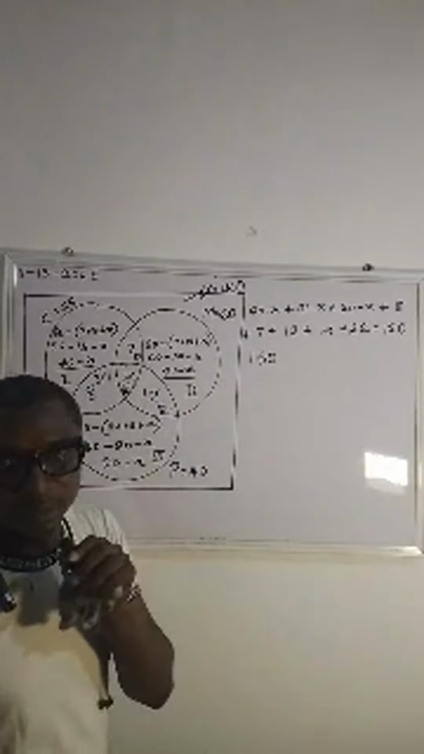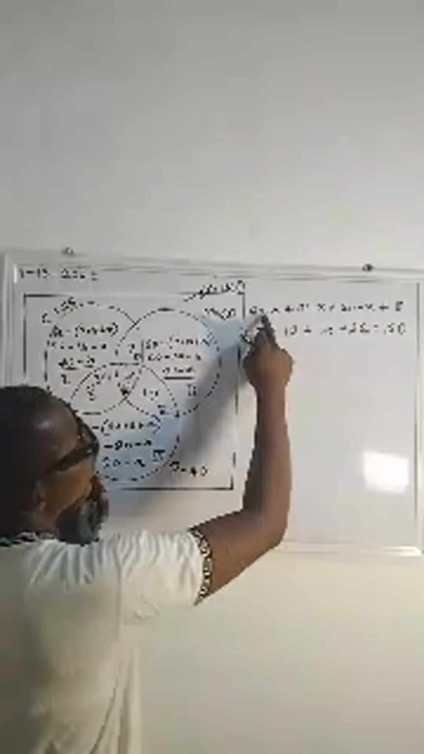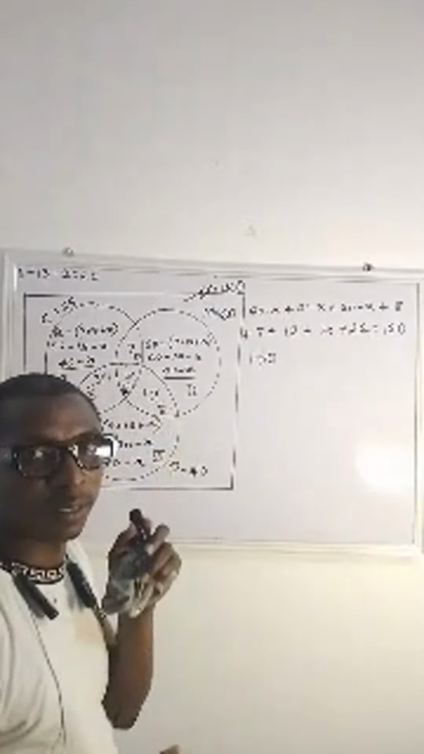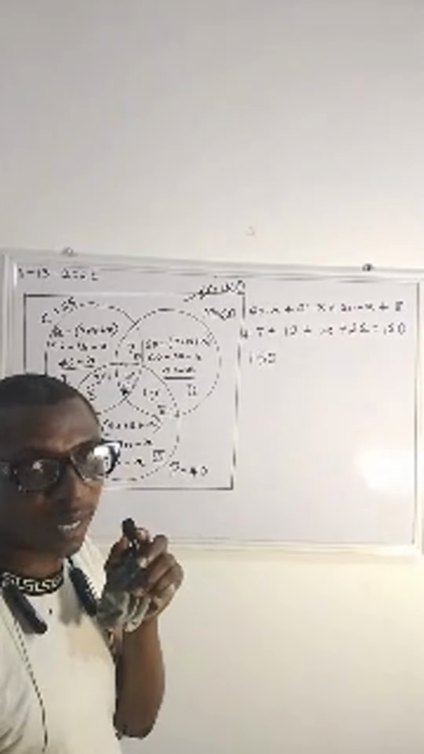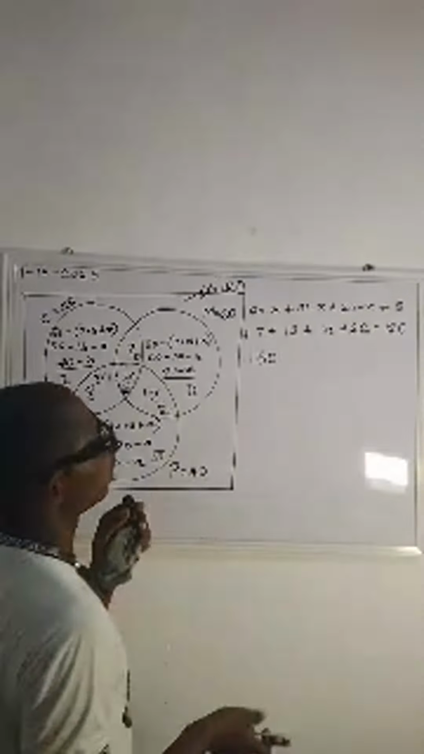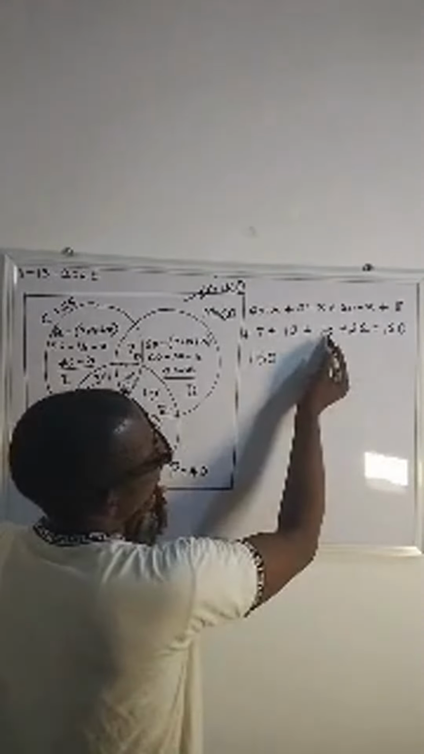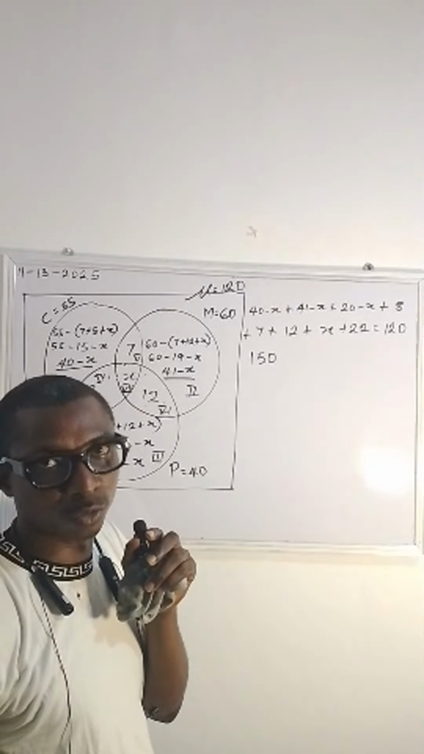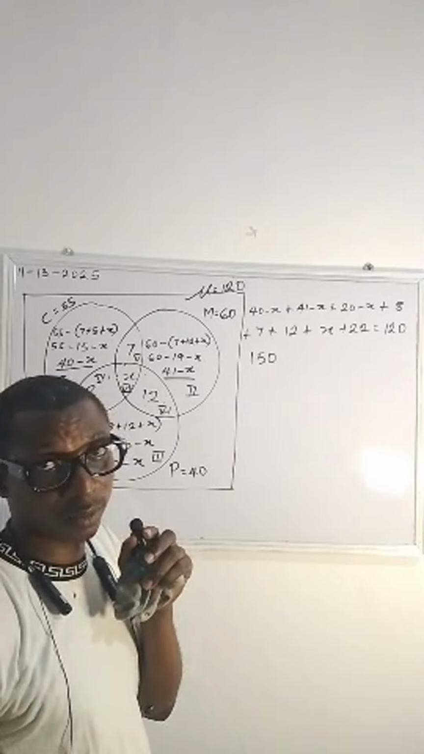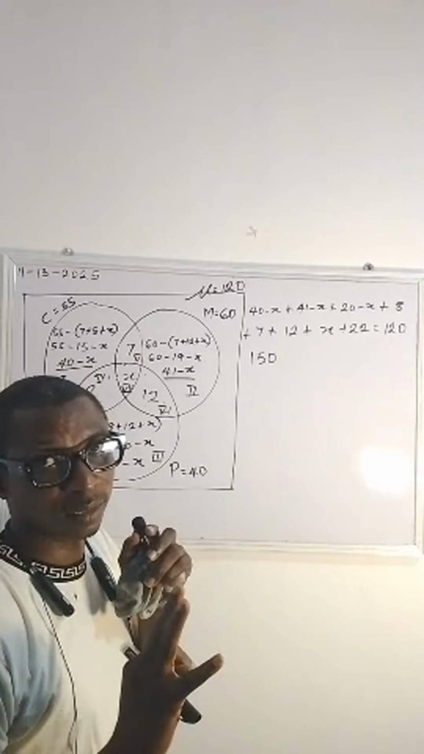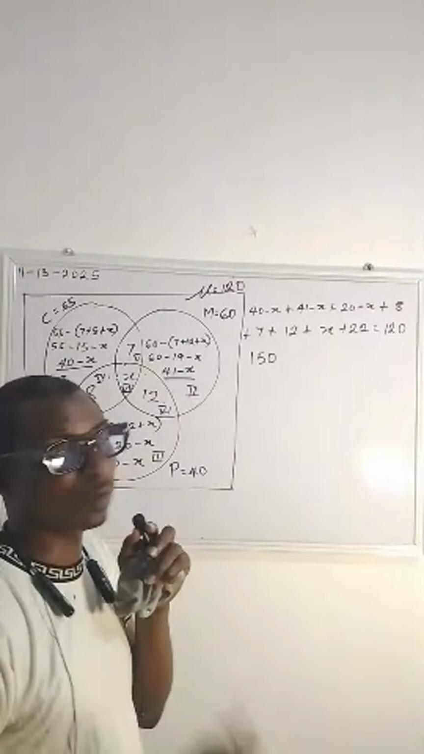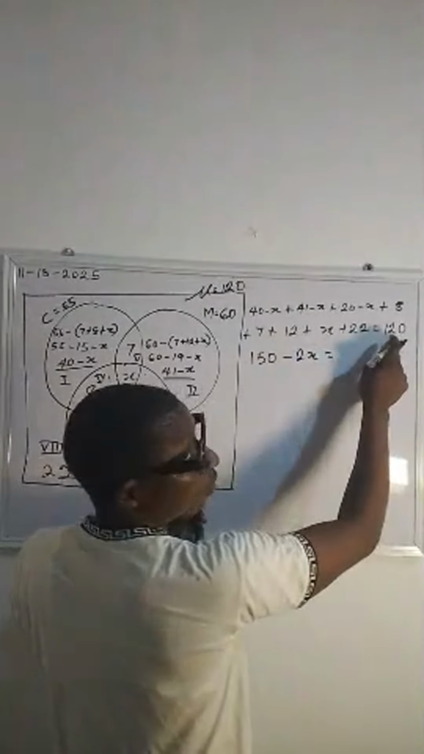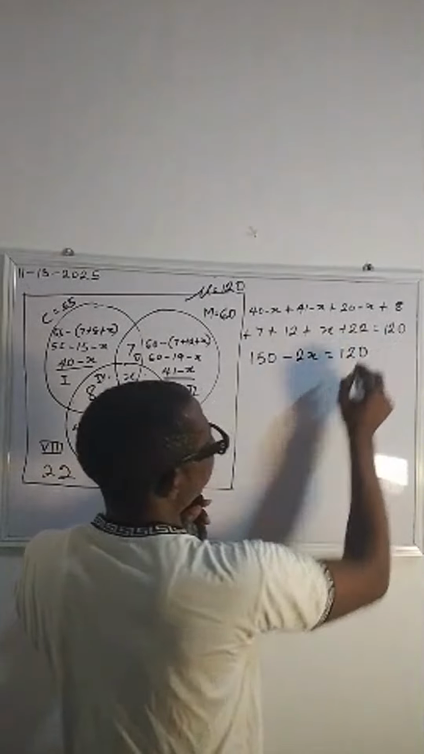Now let's add the x together. We have minus x plus minus x plus minus x. How many minus x is that? That is minus 3x. Now let us add 1x to it. That gives you minus 2x. You get that now? You have minus 3x and you have 1x, that gives you minus 2x. Everything equals to what? 120.